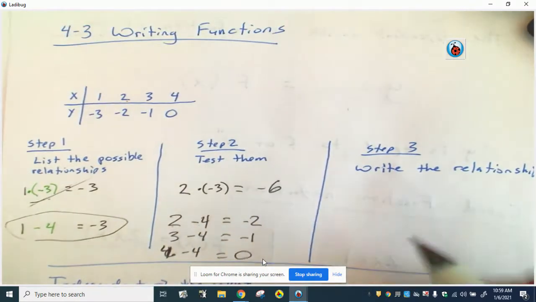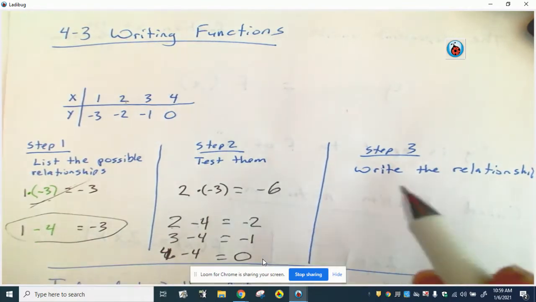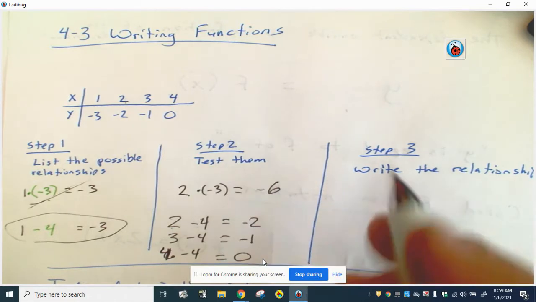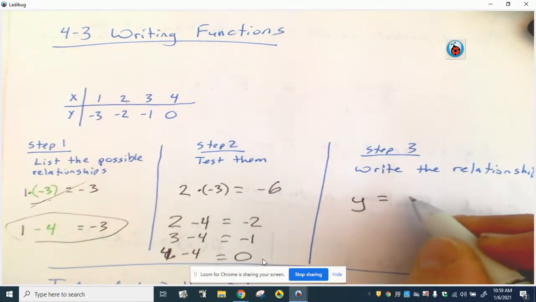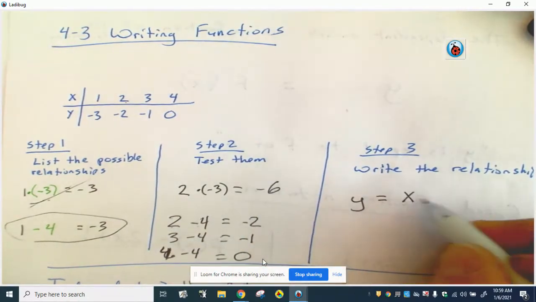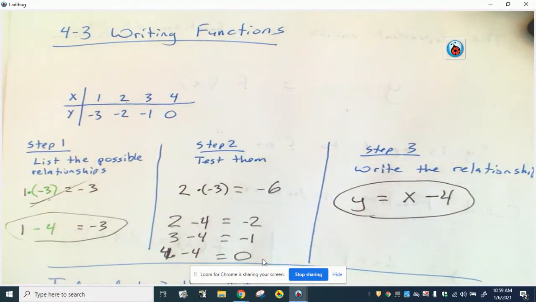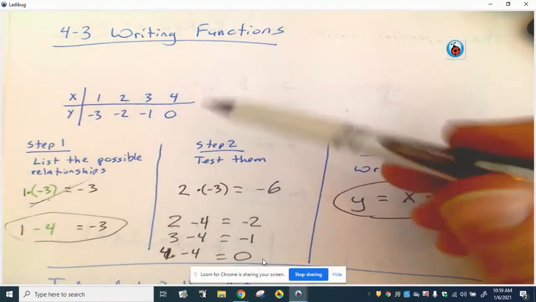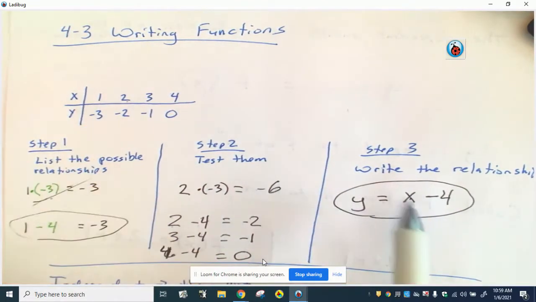So the last thing to do is, once we figure out which relationship worked, all we have to do is write the relationship. Basically, the y will equal, if we take the x value, and all we did was -4. Okay, so there's our relationship. And you can test it. You plug in the 1. The 1 is the x value. We minus the 4, and we got the y.